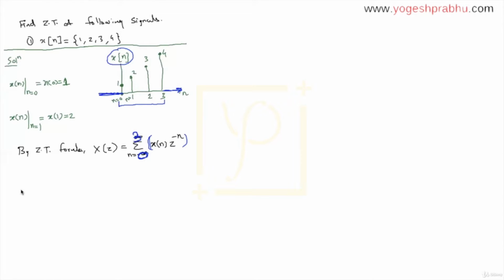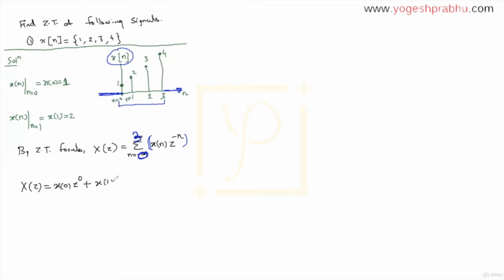Let's just write down x of z now. So x of z will become, let's put values. Put n equal to 0 first. So this will be x of 0, z raised to 0, and it's a summation sign. So we'll write down plus in between. And now the next value is going to be n equal to 1.